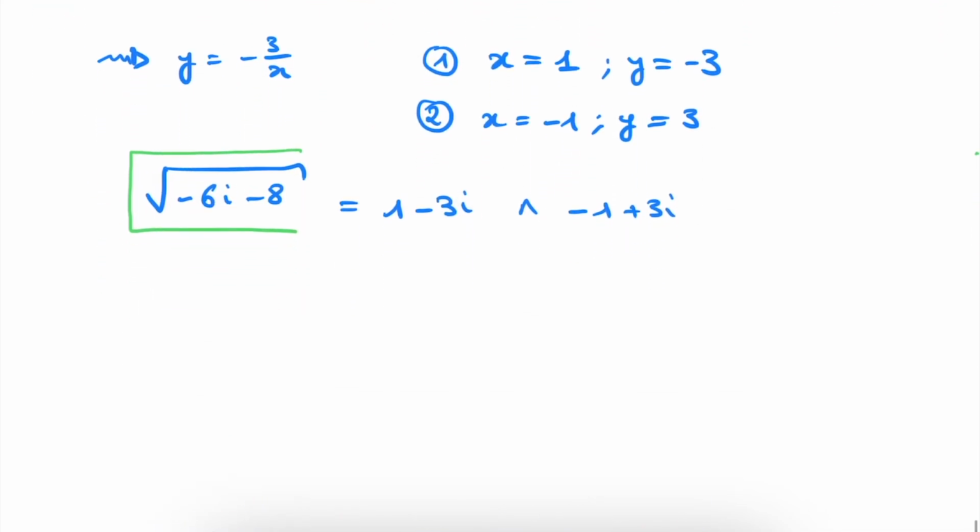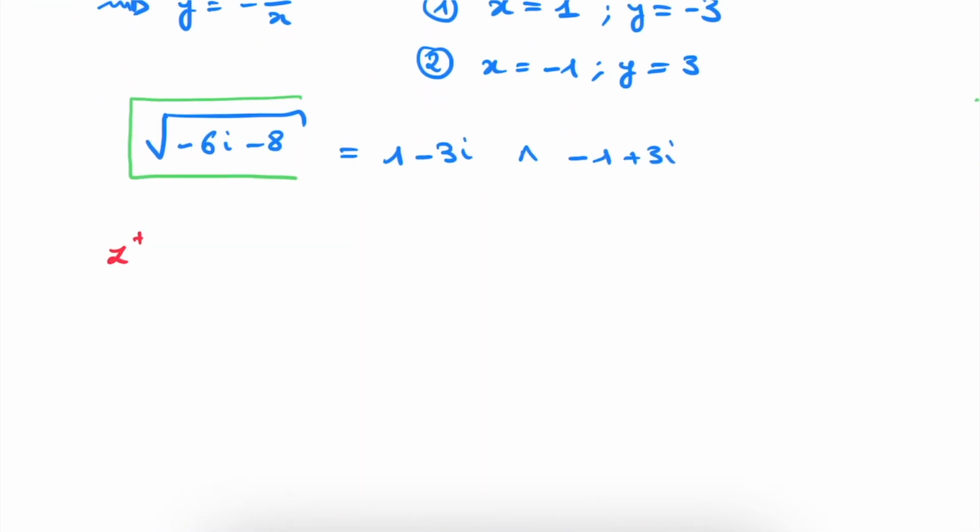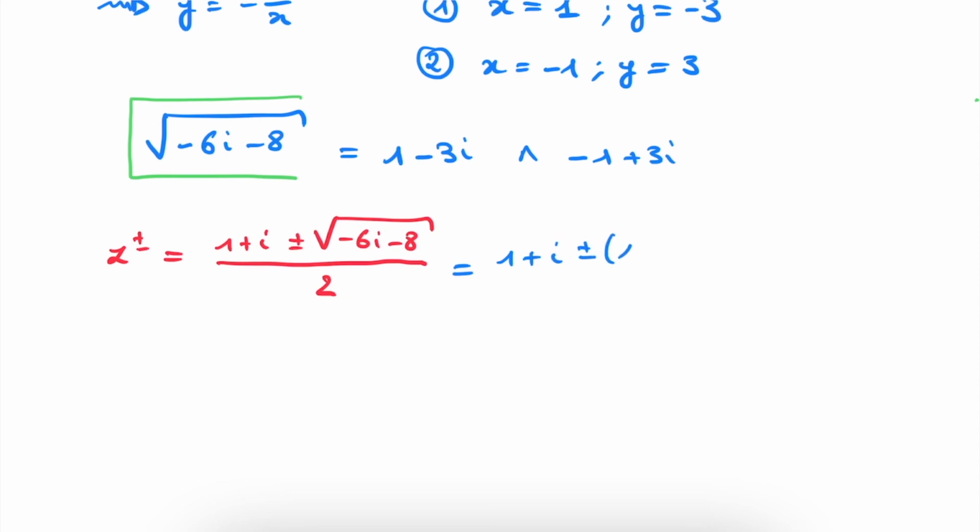So what do we get right now? We get, of course, that our z plus minus was equal to 1 plus i plus minus the square root of minus 6 times i minus 8 divided by 2. And now we know the solution for this square root, so we can rewrite this fraction as follows. We have 1 plus i plus minus 1 minus 3i. And we see that this plus minus here incorporates the fact that we indeed have two solutions. And we divide this, of course, by 2. And now we can simply calculate this to take this exercise home.